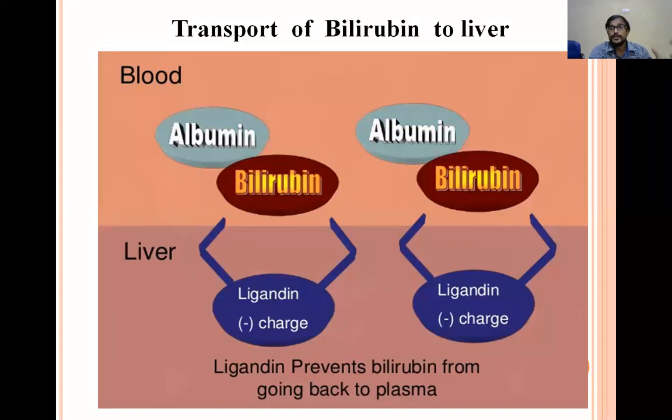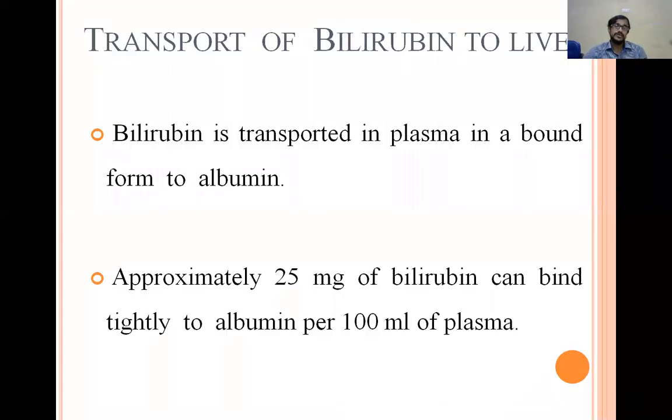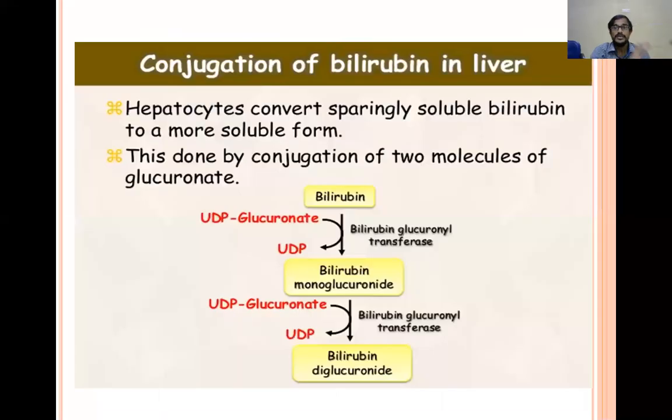So what happens to the bilirubin in the liver? The next step is conjugation. The bilirubin is transported in plasma in the bound form to albumin, and approximately 25 milligrams of bilirubin can bind tightly to albumin per 100 ml of plasma. So the next step is conjugation. After entering the liver, what happens to the bilirubin is conjugation.